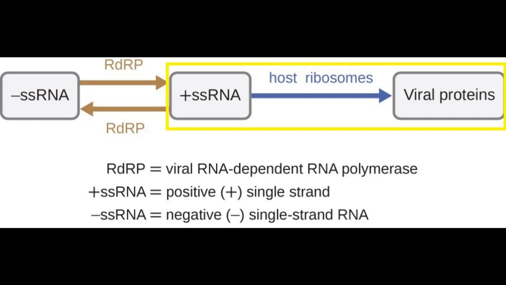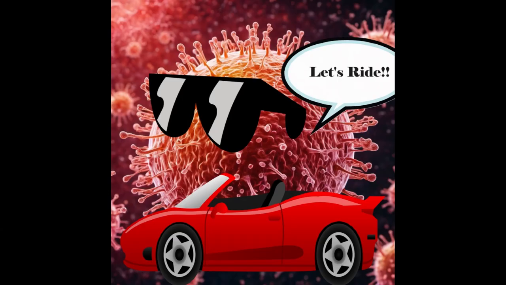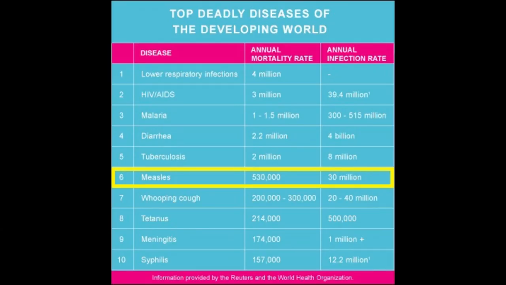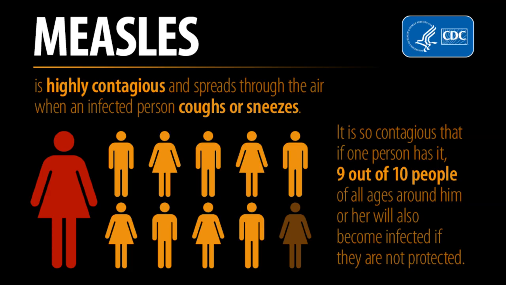It may seem like a bit of work to get started, but once it gets going, boy does it get going. The measles is one of the most infectious diseases in human history. In its heyday, it was everywhere. It's so contagious that 90% of the population had contracted it by age 15.